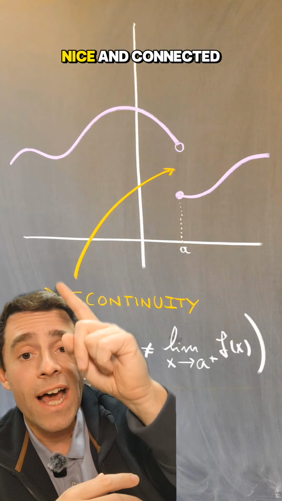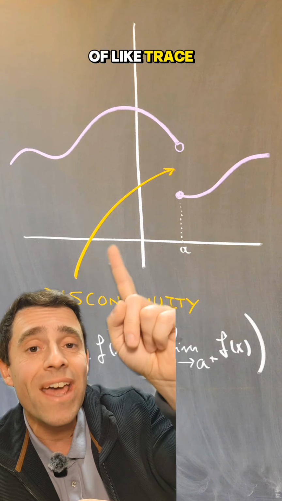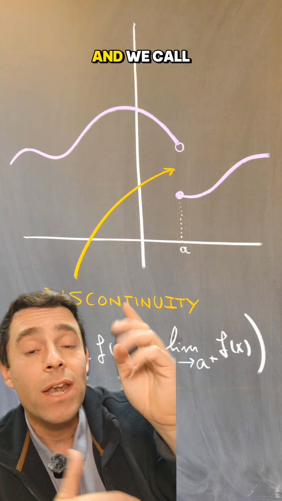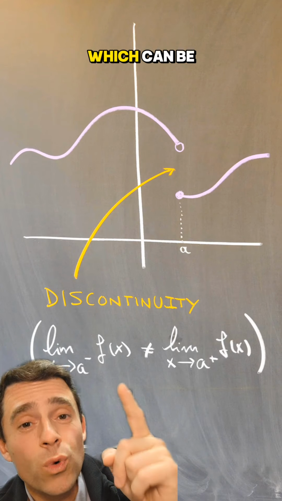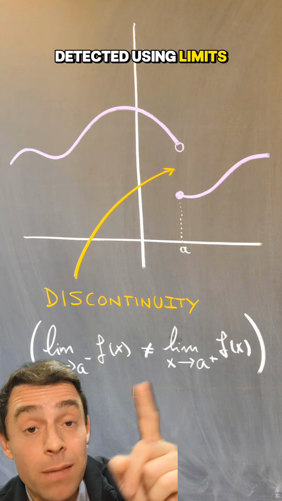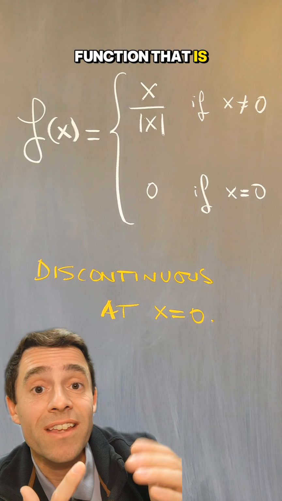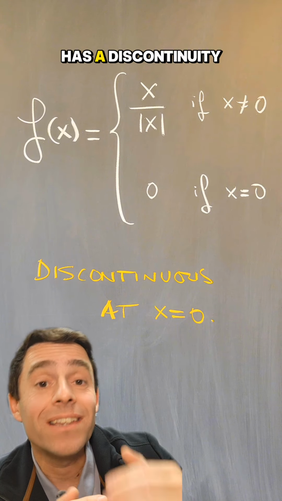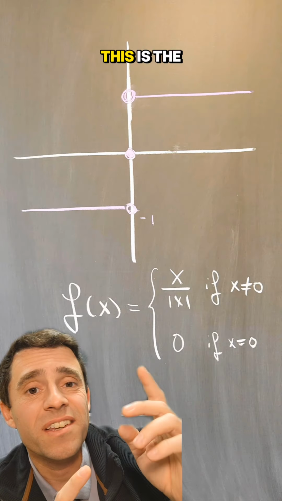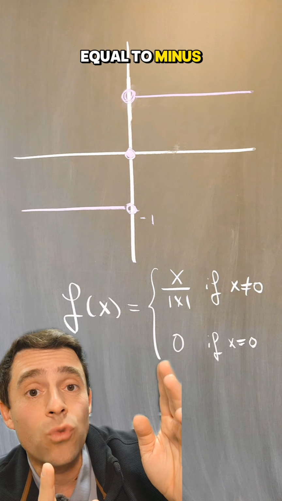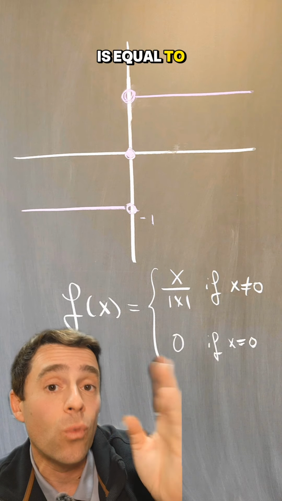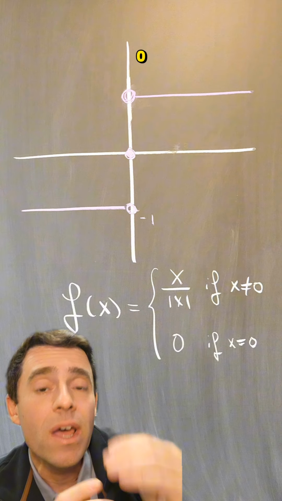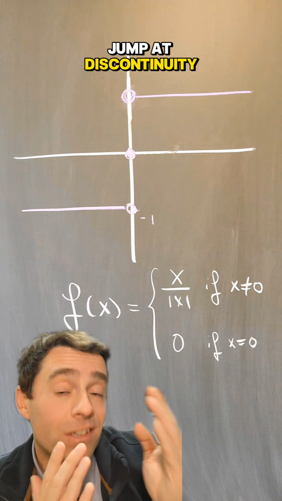Some functions are nice and connected. You can sort of trace the graph with your finger, but then sometimes there is a jump, and we call that a discontinuity, which can be detected using limits. For example, the function that is x divided by its own absolute value, except at 0, has a discontinuity at 0. This is the graph. It is equal to minus 1 when x is negative, is equal to 1 when x is positive. So no matter how you define the function at 0, there is going to be a jump at discontinuity.